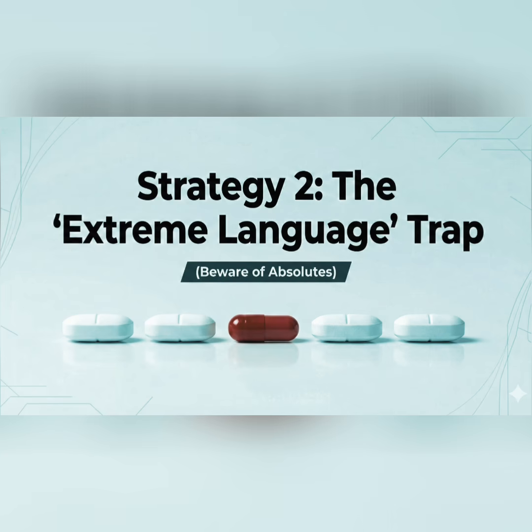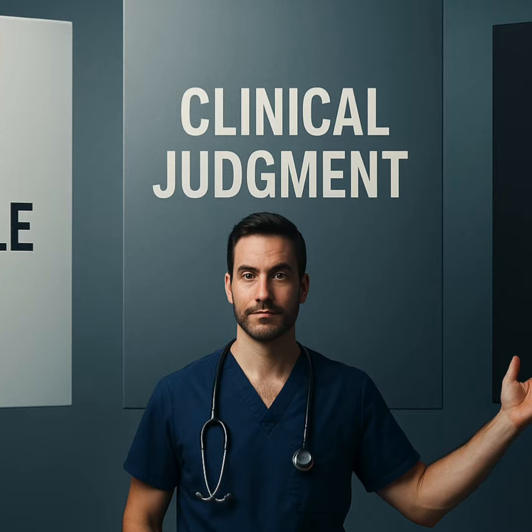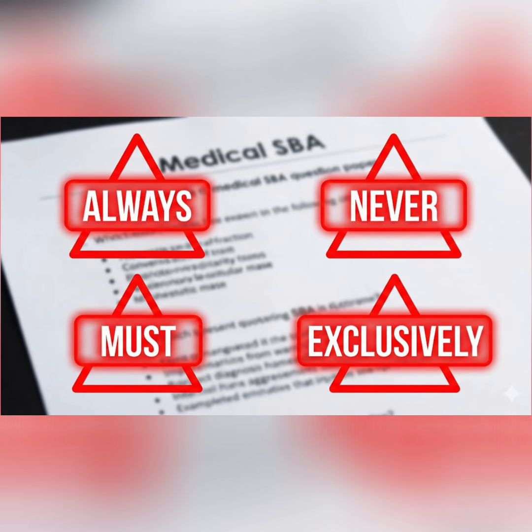Strategy 2, the extreme language trap. Strategy number 2 is about language. Medicine is rarely black and white. It's a world of gray areas, caveats, and clinical judgment. Therefore, SBA options that use extreme language or absolutes are usually wrong. Watch out for these words: always, never, must, exclusively. Let's test this with an ethics and law question. These are notorious for being wordy and confusing.